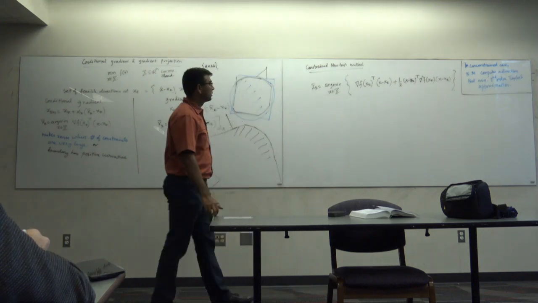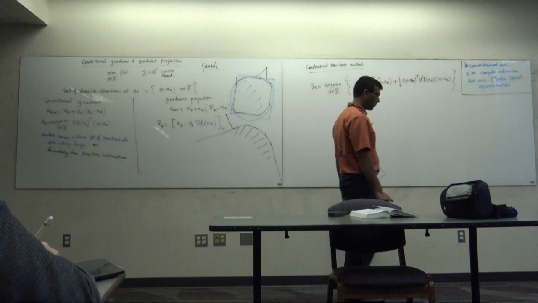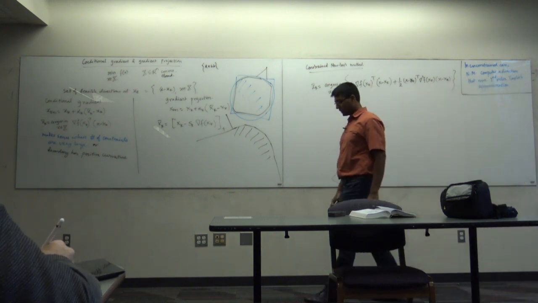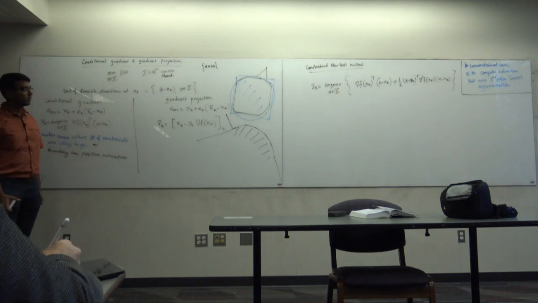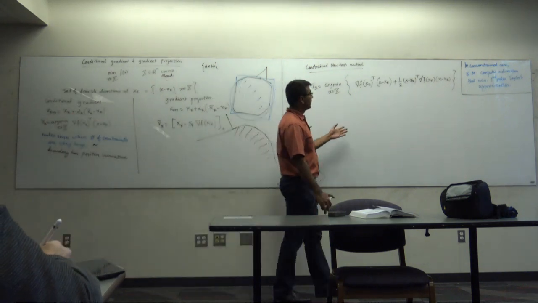Now, this has superlinear convergence property for an appropriate choice of alpha k. So either alpha k is small or it's decreasing or whatever, it will converge superlinearly to x star. One question that I might throw at you guys is, what essentially is this trying to do?